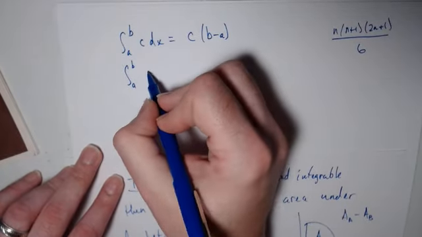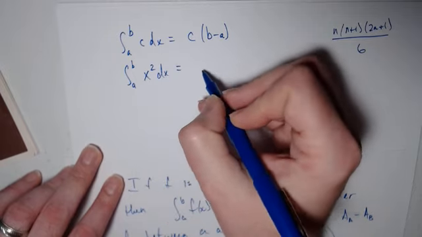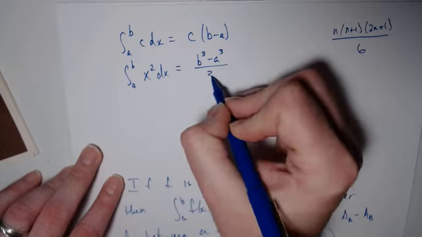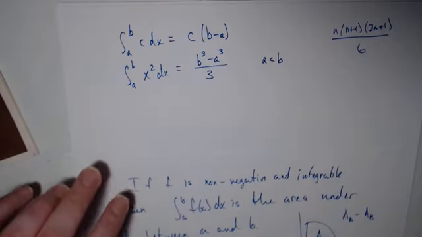this will be the integral of x squared dx over a to b, and it's going to be b cubed minus a cubed over 3, so long as a is less than b.